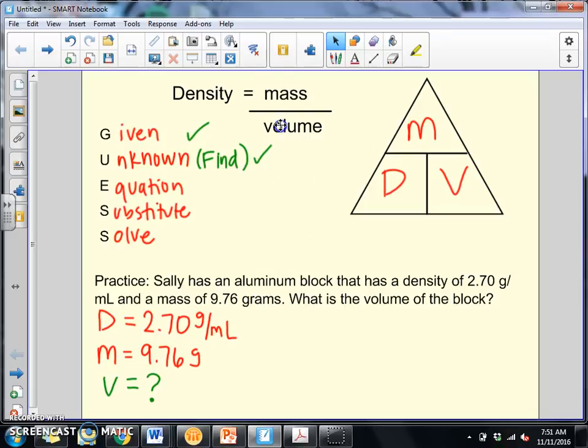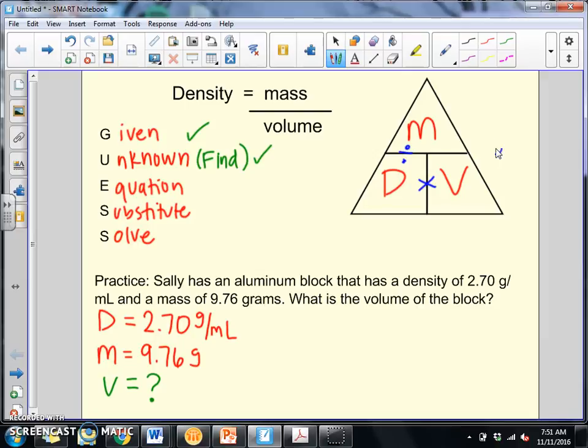Now, if we were doing this algebraically, we could rearrange. We could also use the triangle. Now, the triangle method is used when we cover up volume. If you were to put your hand over volume on this triangle, all that would be left is mass over density. So that would tell me that it would be mass divided by density. Because density and volume are side by side, those would have been multiplied by each other.